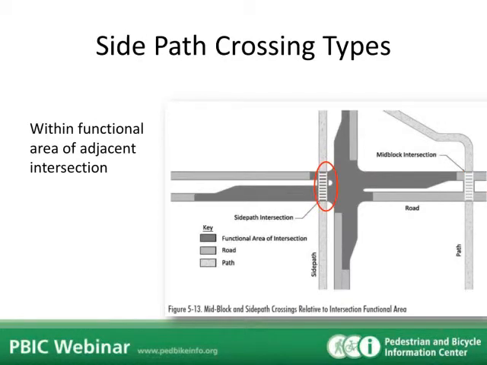And then the second type, this one's right at the intersection, and it's within the functional area of an adjacent intersection. I'm not going to get into the detail here, but this can also be a situation where you may be combining a side path crossing or a trail crossing with a typical, standard pedestrian crossing. This is also a place where you may do a ladder style for the pedestrians and do something green for the bicyclists, depending on the situation. But again, this is the second type of crossing.